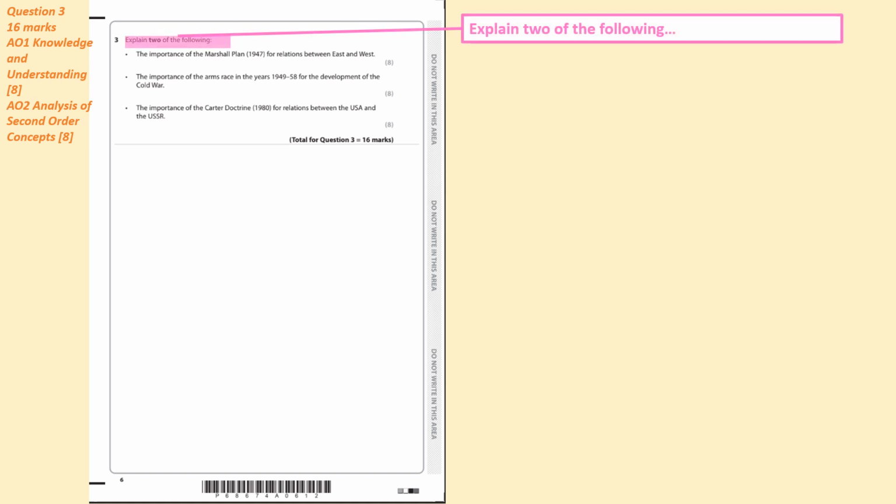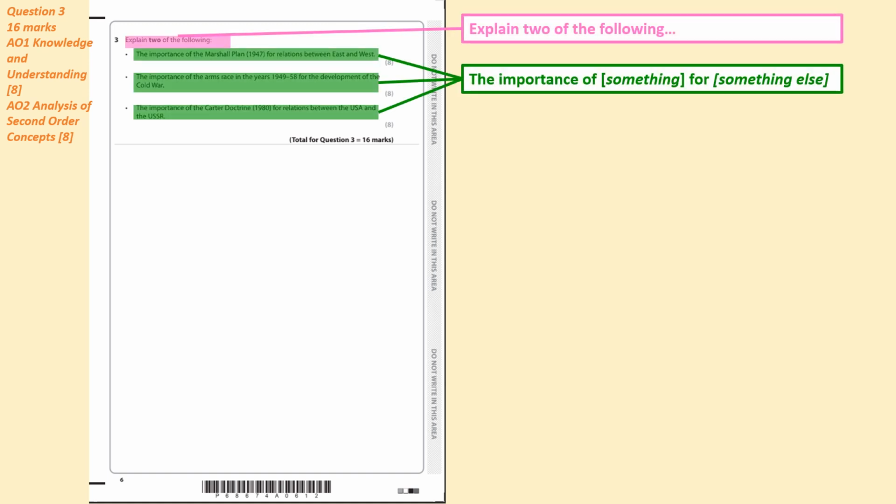Question 3, 16 marks. Question 3 always starts the same way. Explain 2 of the following. The importance of something for something else, times 3. Now, unlike question 2, which was asking you to give a coherent and logical account of a sequence of events, question 3 is asking you to explain how important something was for something else. You must demonstrate the consequences of the question's focus, the something, and its impact on a wider issue, the something else.